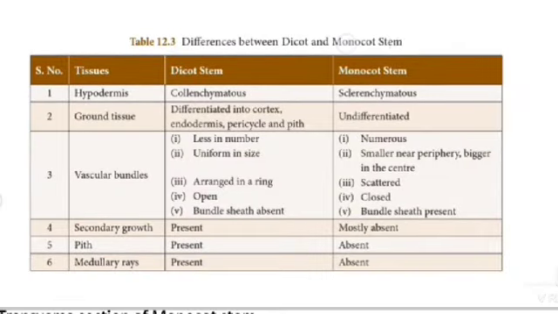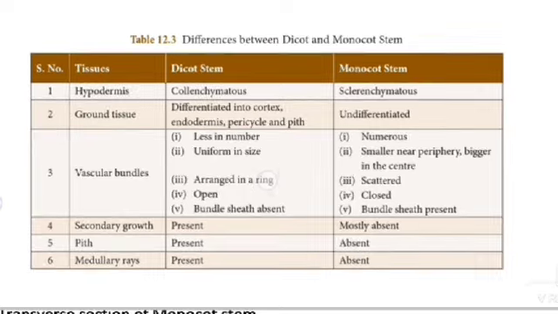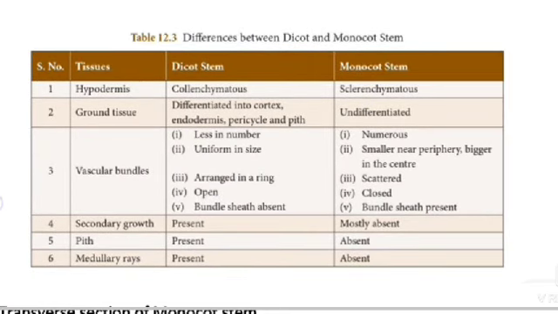Difference between dicot and monocot stem. Tissues: dicot stem, monocot stem. Hypodermis: presence of collenchymatous cells in dicot; sclerenchymatous cells in monocot. Ground tissues are differentiated into cortex, endodermis, pericycle and pith in dicot; in monocot, undifferentiated. Vascular bundles in dicot stem are lesser in number, uniform in size, arranged in a ring, open, bundle sheath absent.